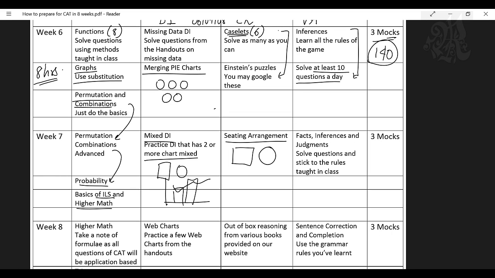Alright, when it comes to verbal, do facts, inference and judgment, since you're doing critical reasoning. So in a way I'm linking everything. It's more like a continuous schedule. So if you do inferences, now we can do facts and judgments and try to differentiate between inference and judgments.